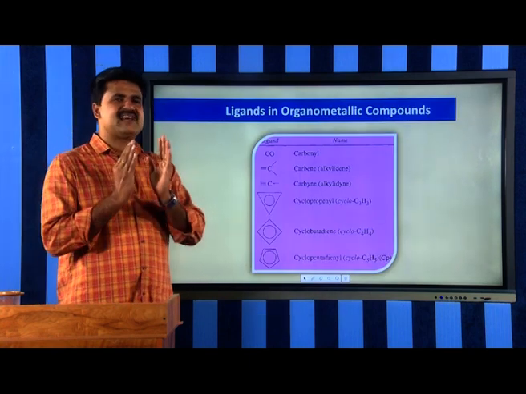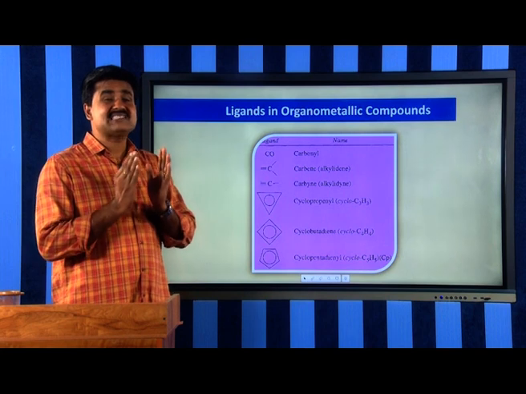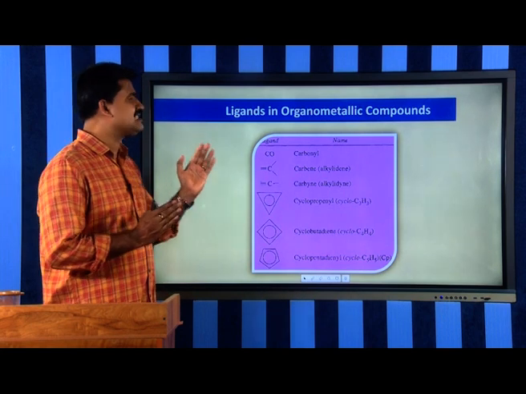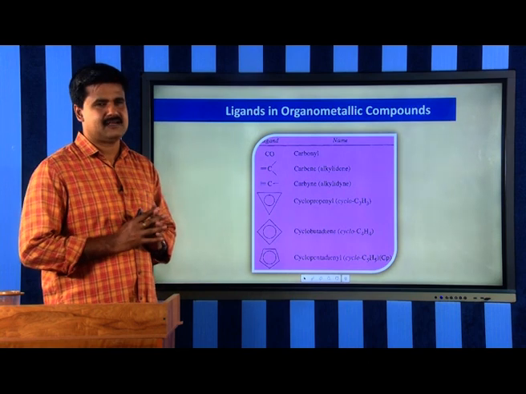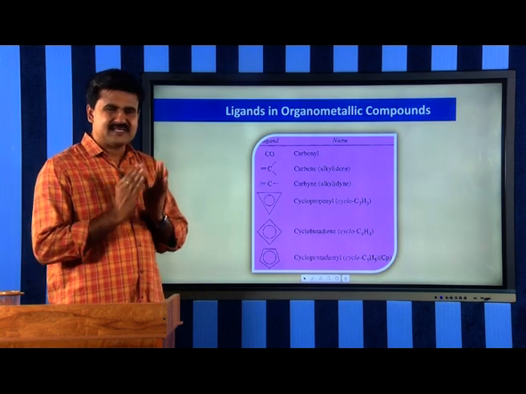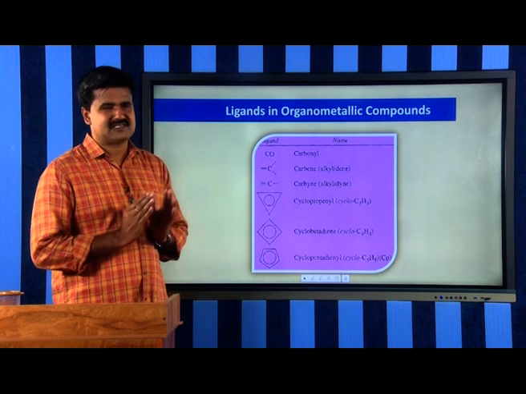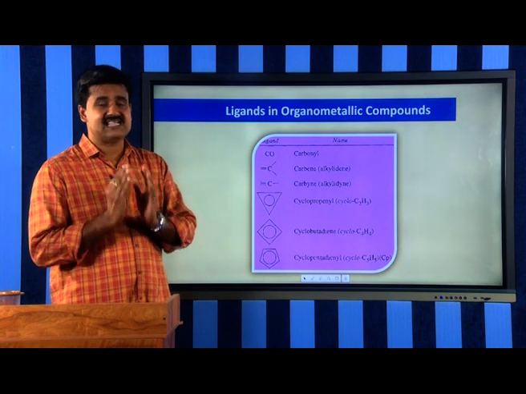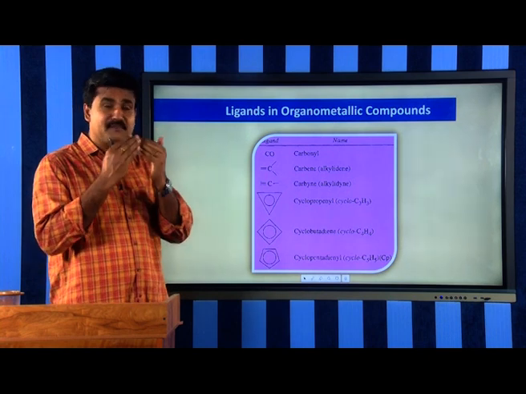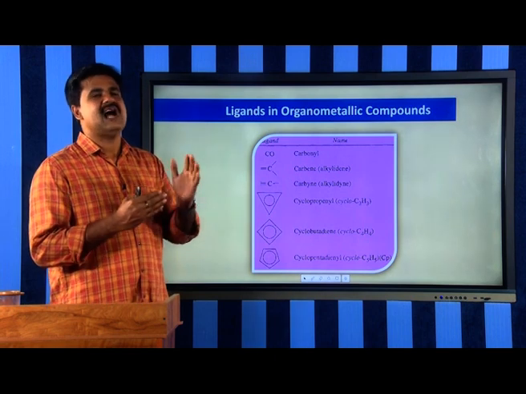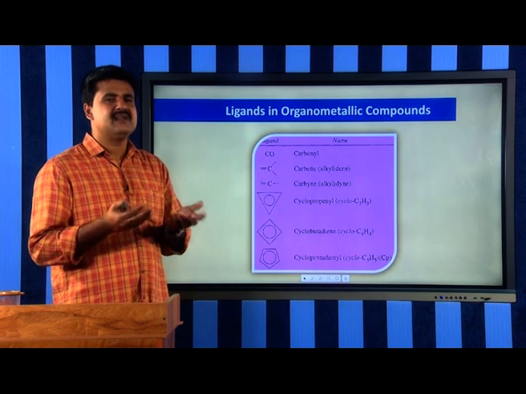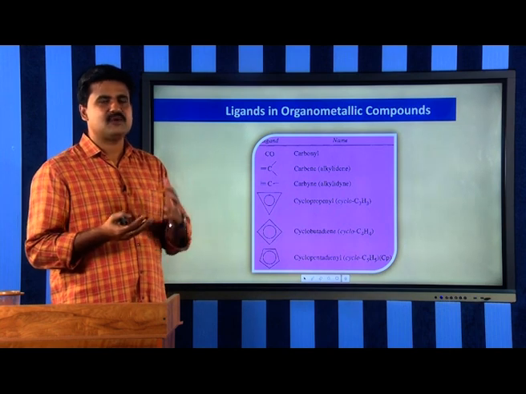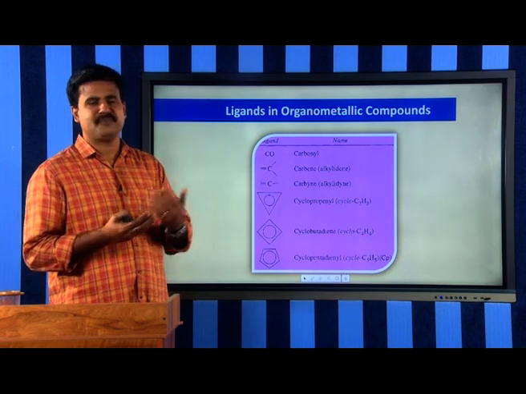Now we are entering into various ligands that are capable of forming organometallic compounds with metal. That is, in an organometallic compound, there must be two fragments. One is a carbon containing ligand that is capable of forming a bond with the metal, and the second one is the central metal. And the central metal may be a D block element or F block element or even any main group metal.